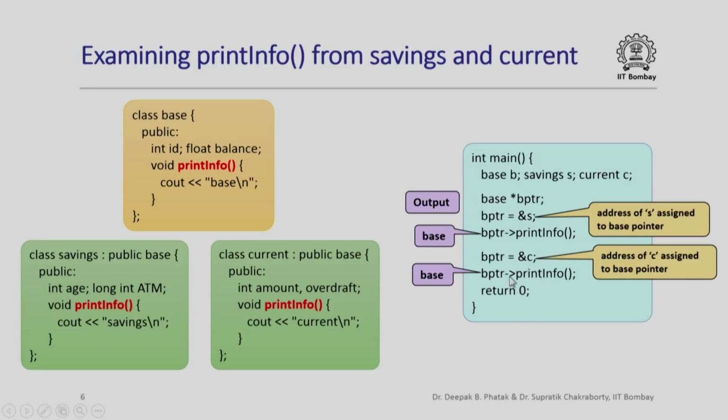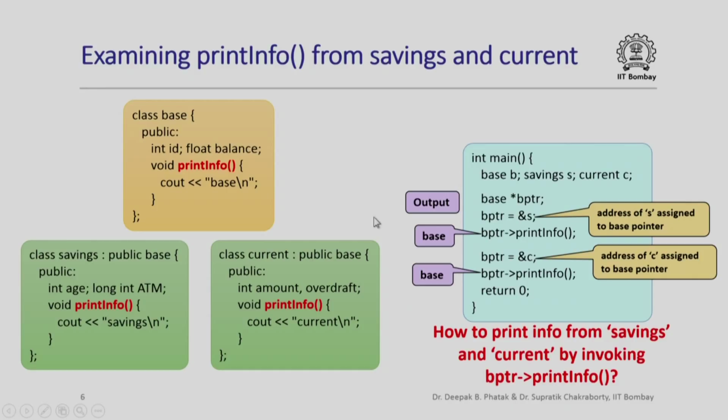Similarly, over here, since C is an object of the derived class current, it can also be treated like an object of the base class, and therefore, when I take the address of C and assign it to BPTR, whose type is a pointer to the base class, this assignment is fine. I am effectively treating C as an object of the base class, which I can do because it is derived from the base class, and therefore it has everything that the base class has. But then when I invoke BPTR arrow printinfo, because BPTR is a pointer to the base class, printinfo of the base class is going to get invoked and base will get printed out over here.